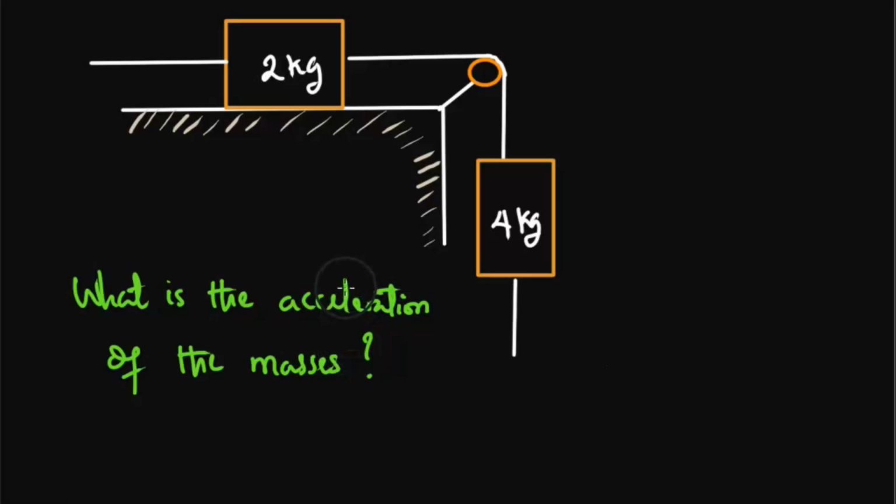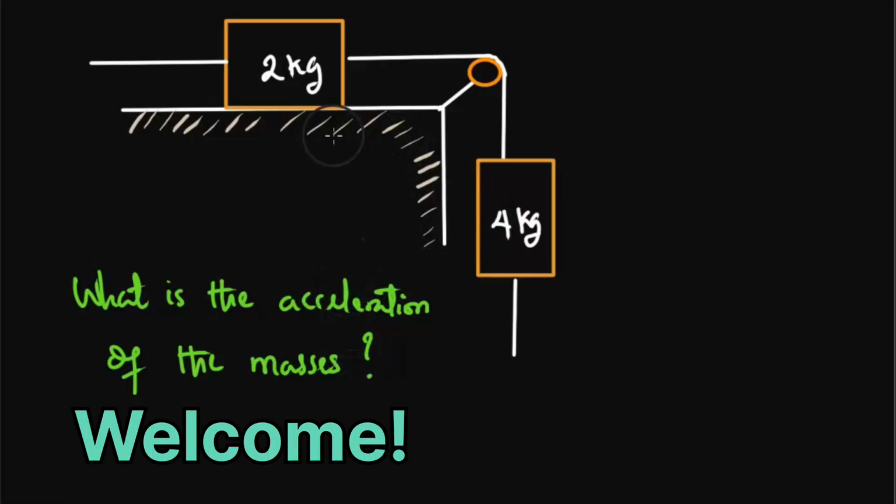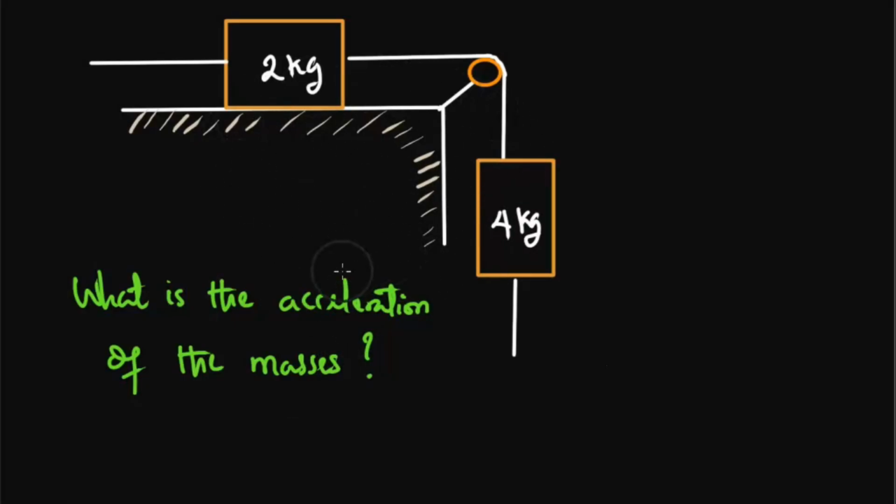Hello and welcome. In this video we're going to solve this problem right here, and the question is to find the acceleration of the masses. This is a pulley system with a block of 2 kg connected to another block of 4 kg by a string.